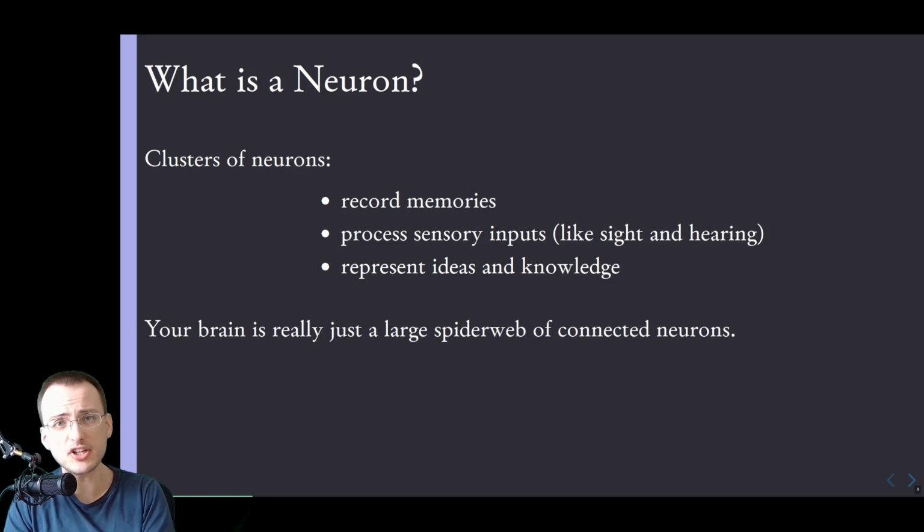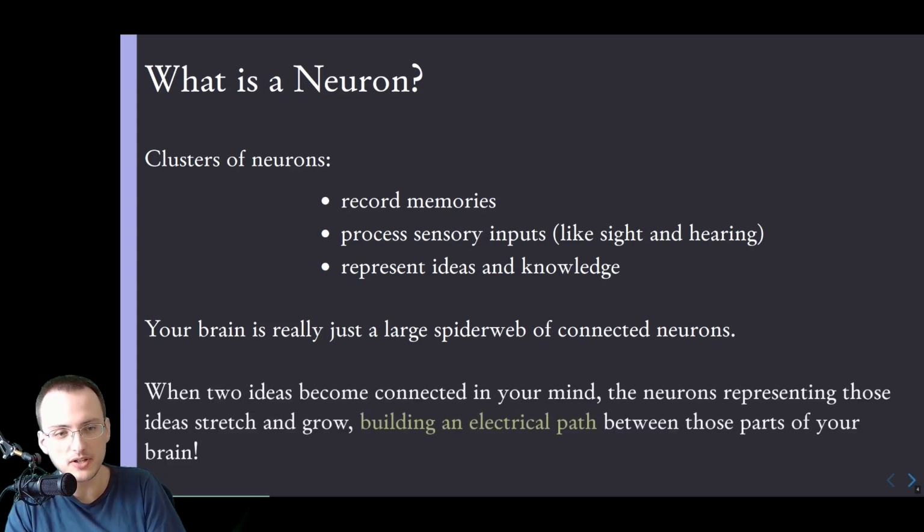Your brain is really just a huge spider web of these connected neurons, all crisscrossing back and forth. There are different regions that tend to be associated with certain things, like memories or basic body functions, but for our purposes, we care more about how these things actually grow out to one another. That is the actual process of learning in our brain. When 2 ideas become connected, the neurons or the clusters of neurons that represent these 2 things will stretch and grow, building an electrical pathway between those parts of your brain. Your brain literally gets rewired when you learn.